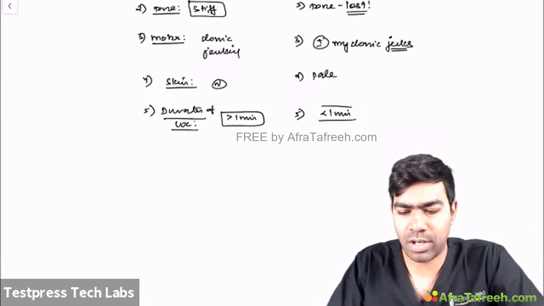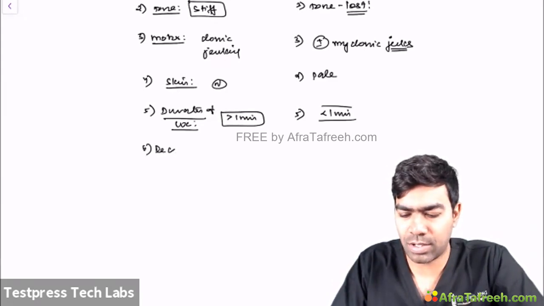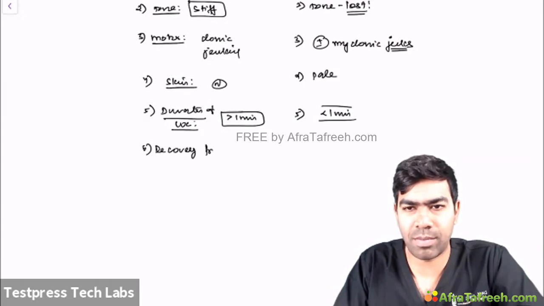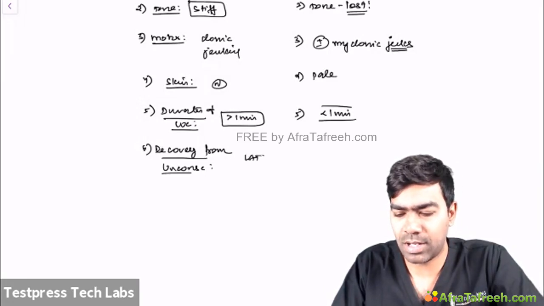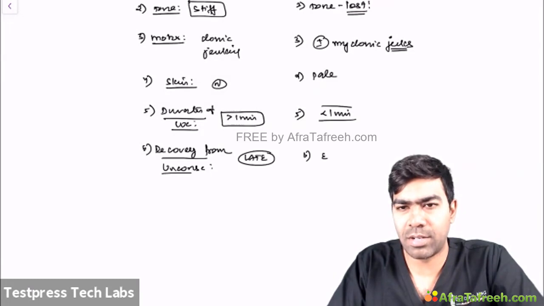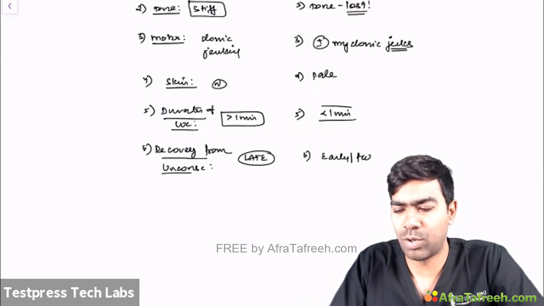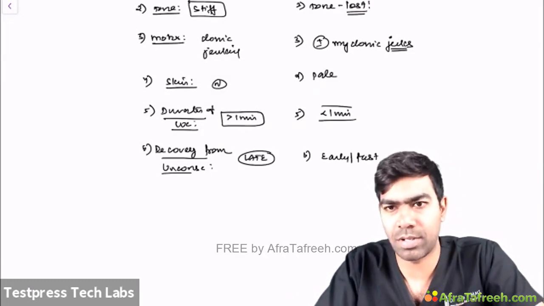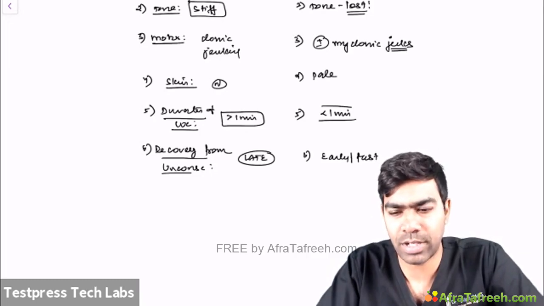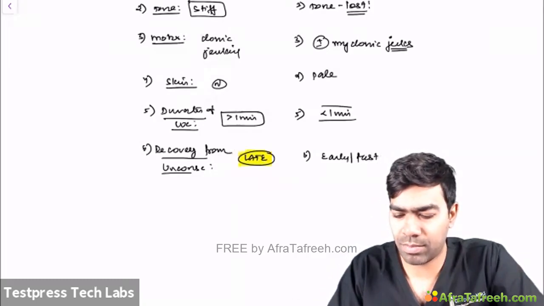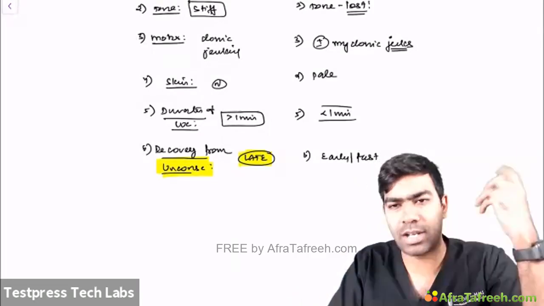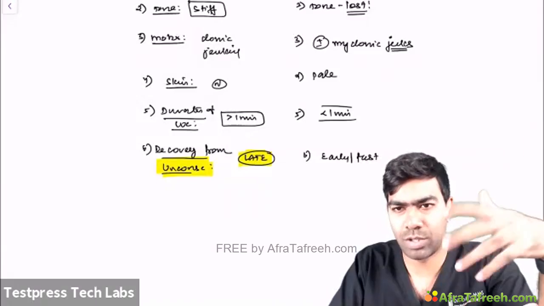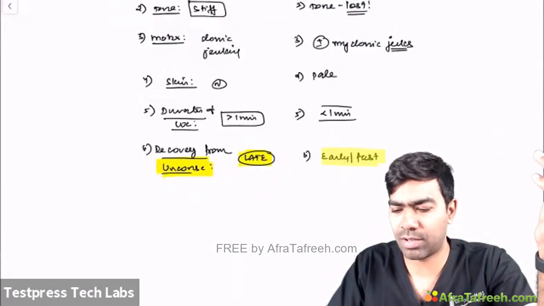That's a very important point. So that is going to give rise to the next point, that is recovery from unconsciousness. Recovery from unconsciousness will be a little late in a seizure, whereas it will be extremely early and fast, and there will be no postictal state, if it's going to be a syncope. If it's going to be a GTCS, definitely there will be a postictal state. That's why I told you recovery from unconsciousness will be a little late. Whereas in syncope, the postictal-like state will be very minimal. So they will recover much, much faster.